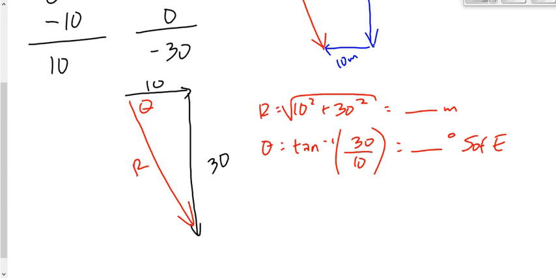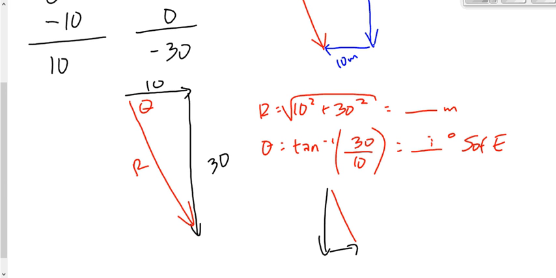Now you could have drawn it like this. You could have drawn 30 and then 10, and then you would have gotten an angle right here. This would have been the complement to this. So if this worked out to be 40, this would be 50 east of south. That make sense? All right.